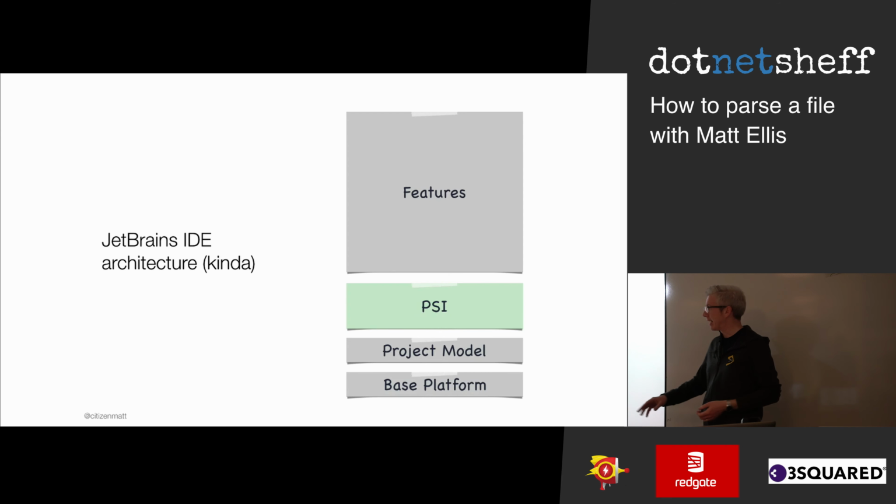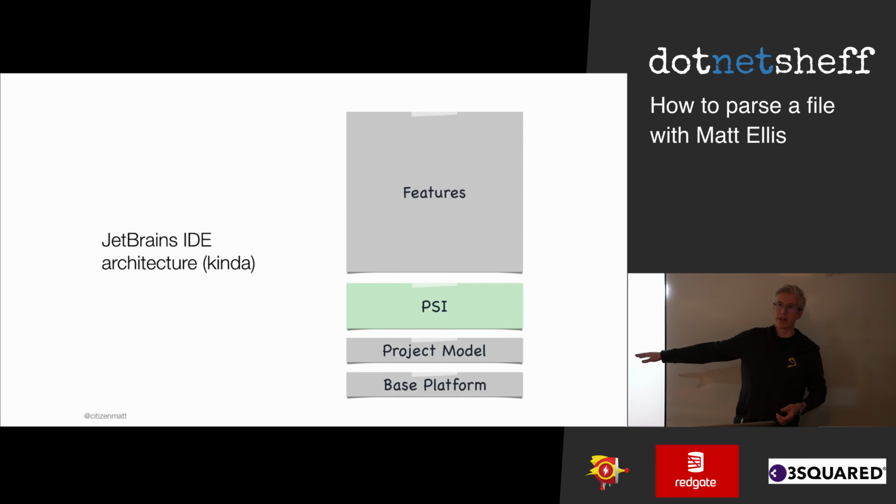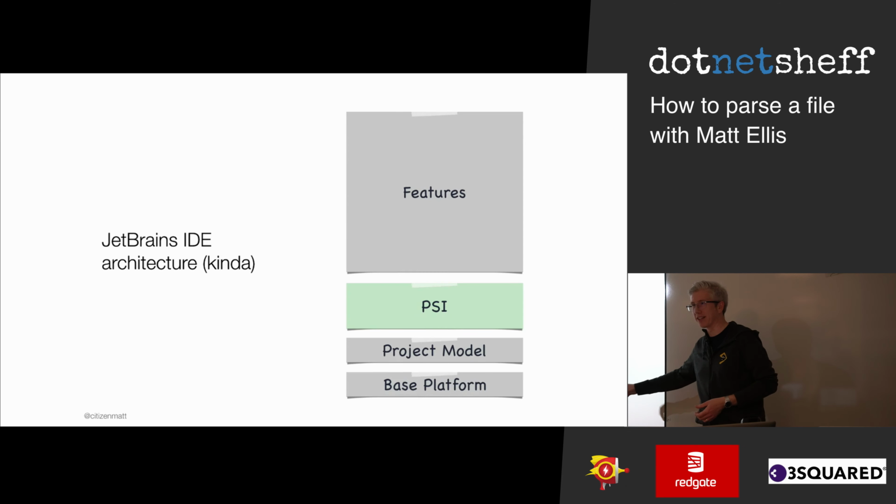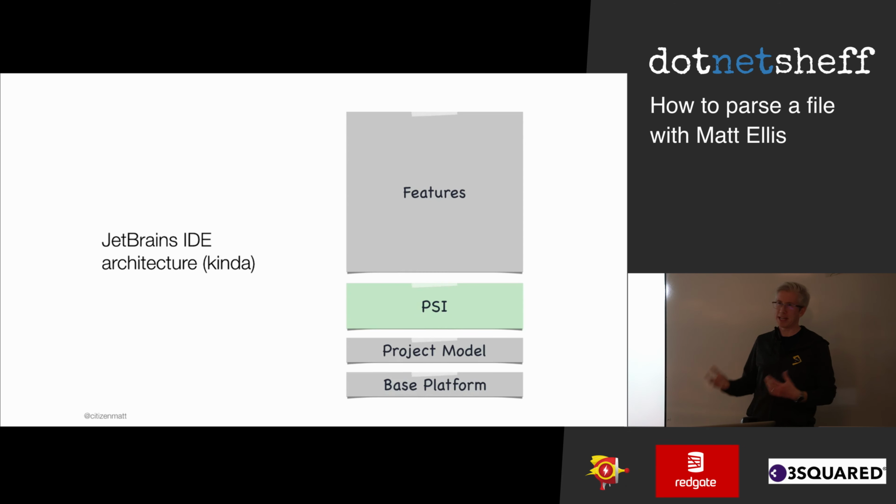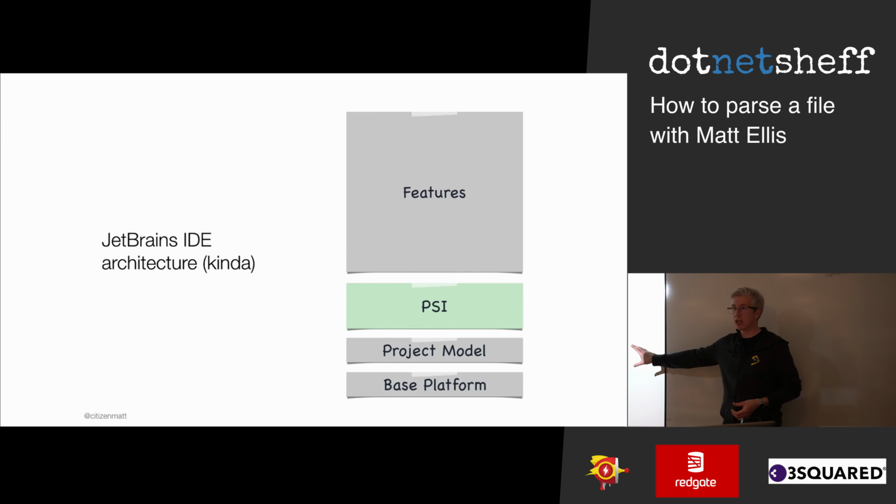And then above that is the really important layer, this thing called the PSI. This is one of those acronyms that we've kind of forgotten what it actually means. I think it's Program Structure Index. It might be interface, whatever. And that's really, really important, because that's the thing which gets all the information about all your files.